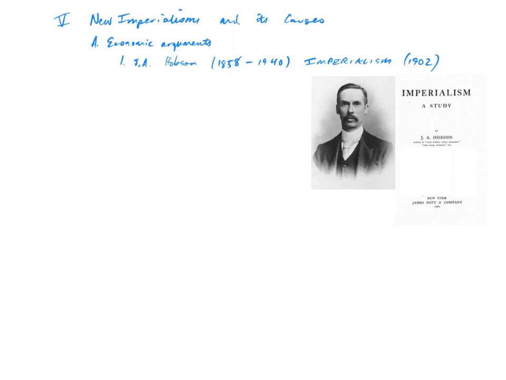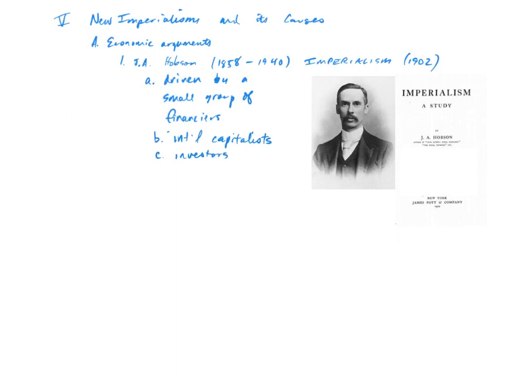He argued that imperialism was driven by a small group of financiers, including international capitalist investors who sought secure opportunities in the colonies. And he is also known for coining the term scramble for Africa.